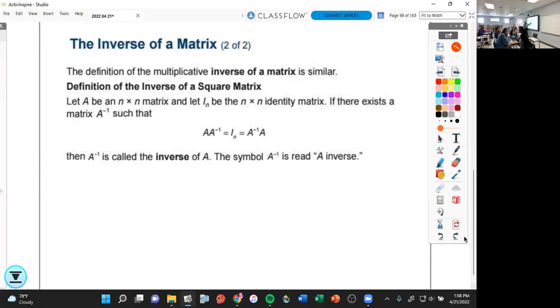A times A inverse is equal to I, which is equal to A inverse times A. Wait a second. So matrix A times its inverse is the same thing as the inverse times A. You can switch them. If they're inverses, yes, you can. Only if they're inverses will you get the same answer, and that answer is going to be the identity matrix. So if this is true, then A inverse is called the inverse of A. The symbol A inverse is read A inverse, in case you missed that.